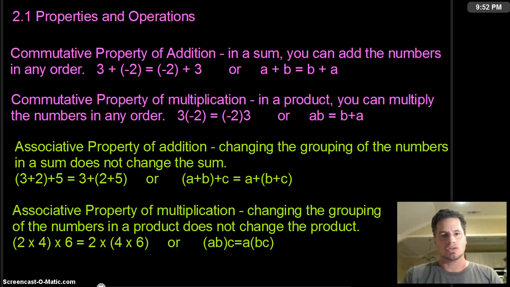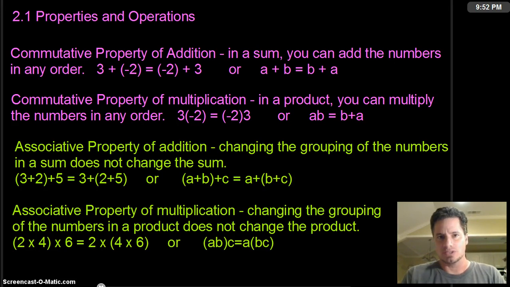Today we're going to talk about section 2.1, which is properties and operations. When we talk about properties, we're talking about things we see and know to be true, but we can't really prove. So we're looking at some properties of numbers that by experience we have seen to be true. These properties will help us as we're solving equations and simplifying expressions. So we're going to go over those properties today.